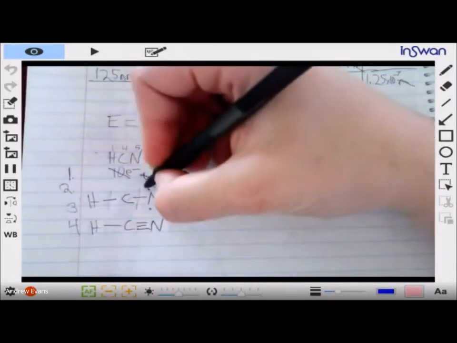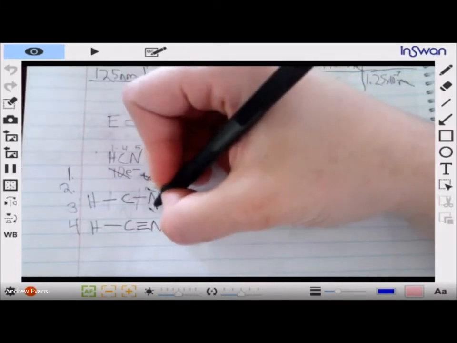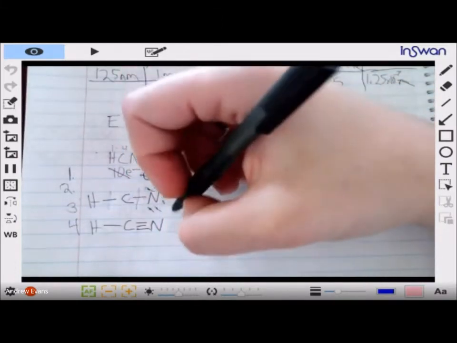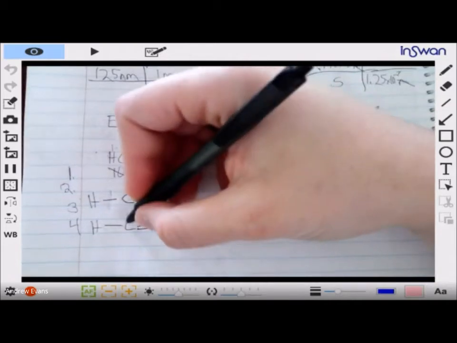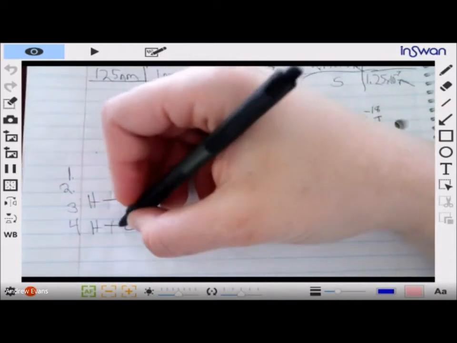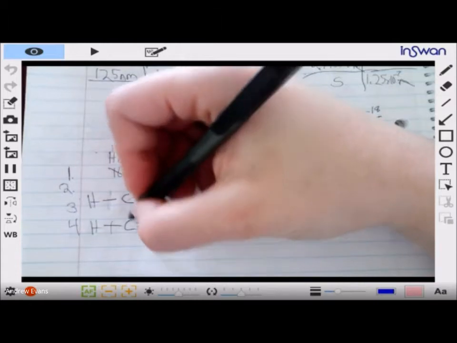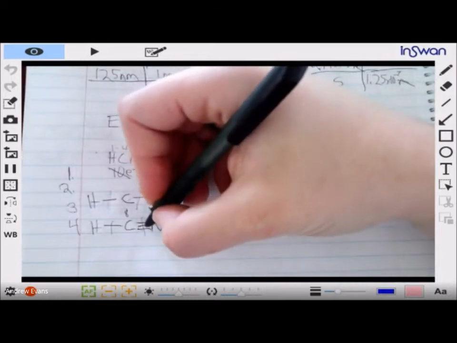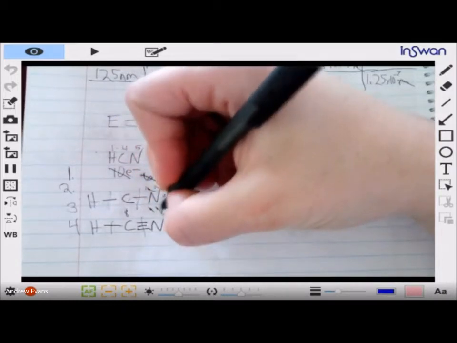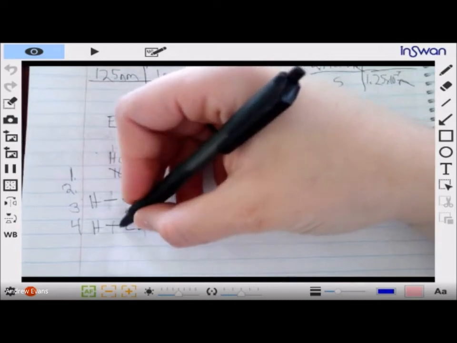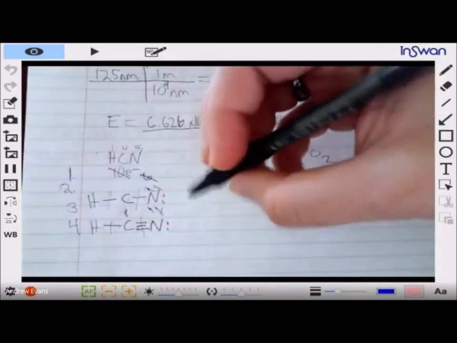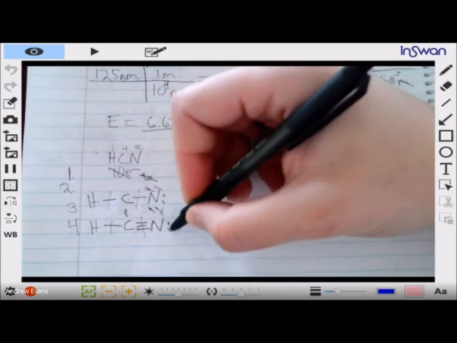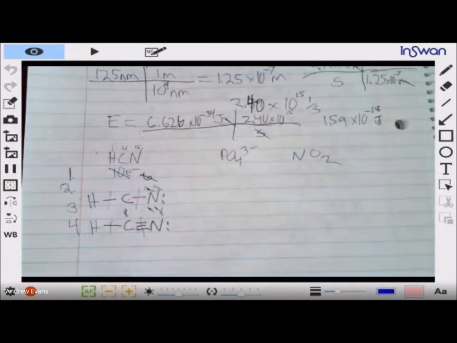So I took 2 of these away to make a double bond, and a second 2 of these away to give it a triple bond, thus giving carbon an octet. 1, 2, 3, 4, 5, 6, 7, 8. Carbon has an octet. Nitrogen has 1, 2, 3, 4, 5, 6, 7, 8 as an octet. Carbon has 1, 2, 3, 4. Formal charge of 0. Nitrogen has 1, 2, 3, 4, 5. Formal charge of 0. That is as happy as it can be.